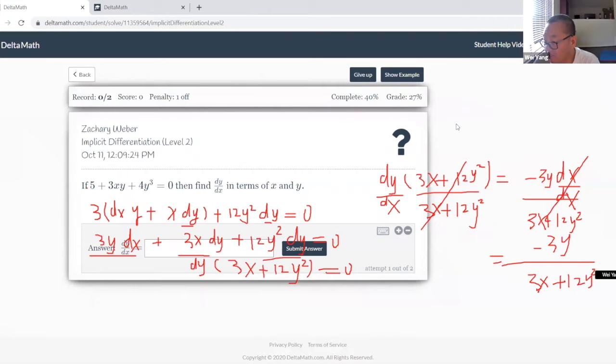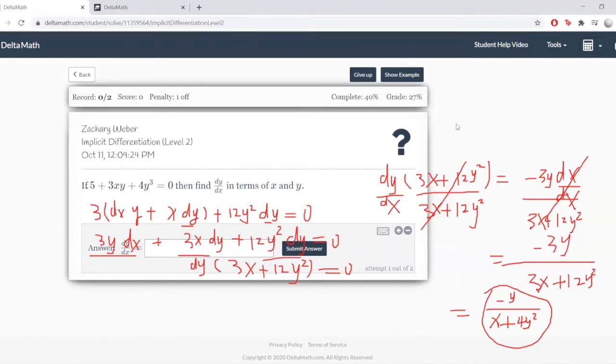But then we can see I have a common factor 3 here. We need to simplify. This one will be negative y over x plus 4y squared, right? This one's the answer. Now, do you understand? Do you have any question about this? Yes, where is it?